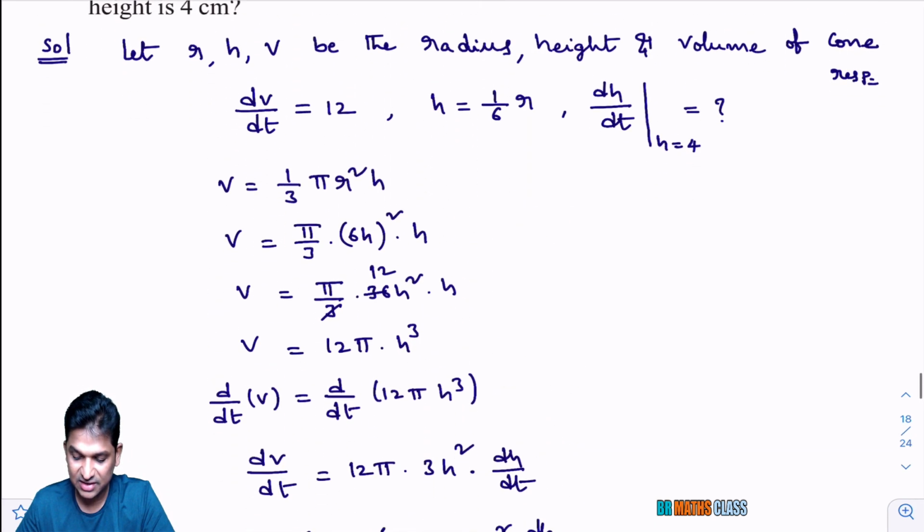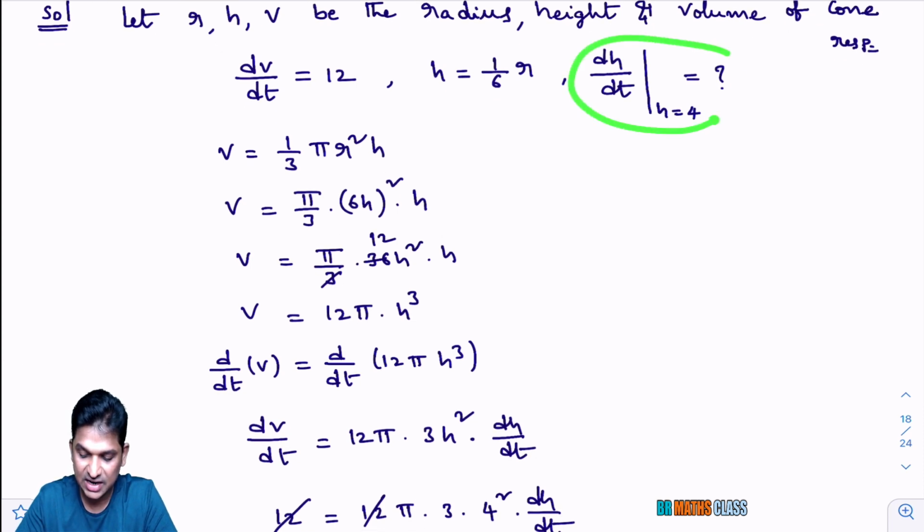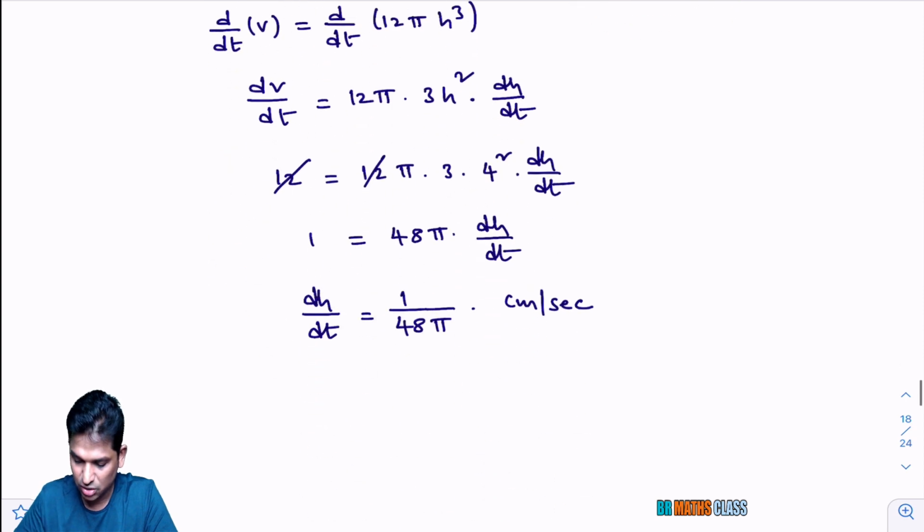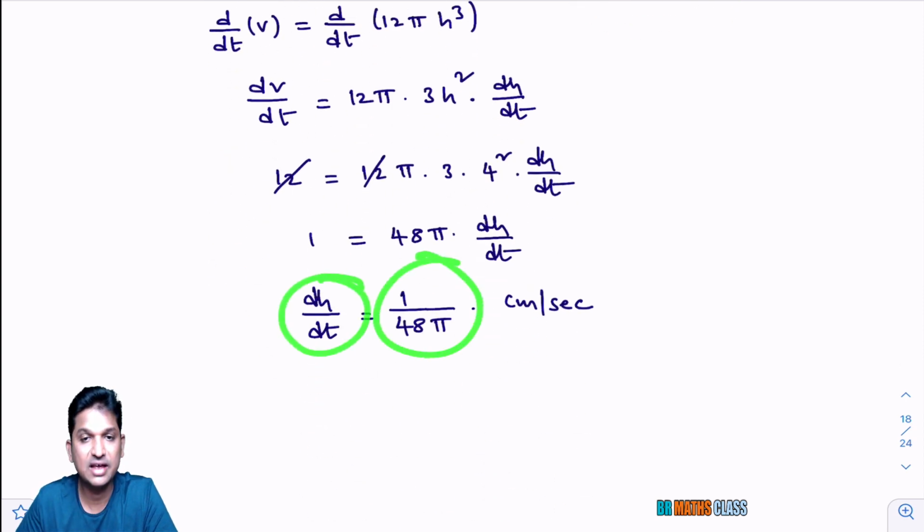So what are they asking in the question? They are asking to calculate dh by dt when h equals 4. So what did you get here? You got dh by dt when h equals 4 as 1 divided by 48 pi. I hope you understand this problem. Now we'll move to the next problem.